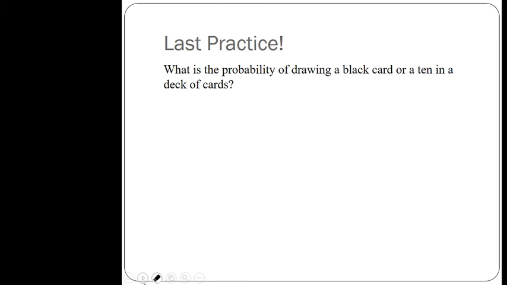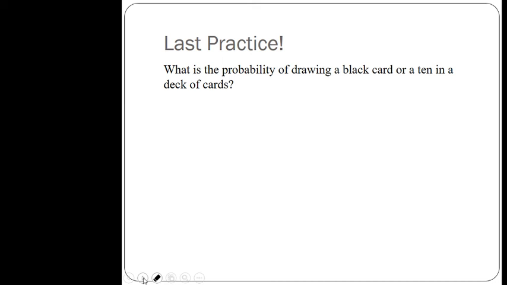All right, so here's our last practice. What is the probability of drawing a black card or a 10 in a deck of cards? Let's go ahead, pause the video if you want to see if you can figure that out. A black card or a 10.